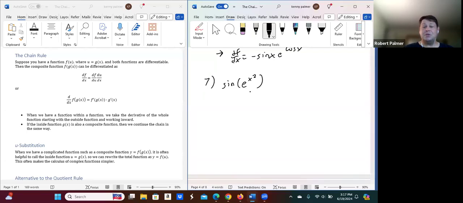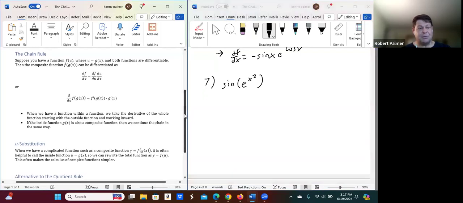Now, the reason I'm showing you this one is because this one we actually have to use the chain rule more. So what I said here with the chain rule, this last statement, if the inside function is a composite function, basically continue the chain in the same way. Okay. So this also means you work your way from the outside inward for your functions. Okay. So let's go back and do that.